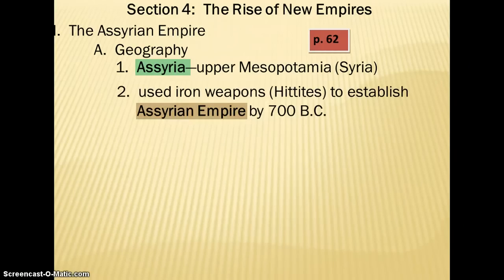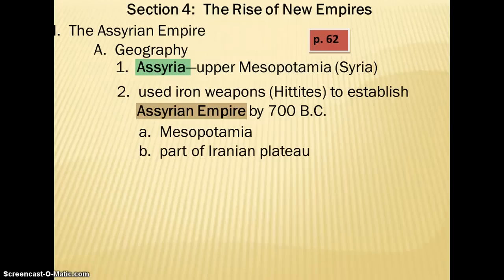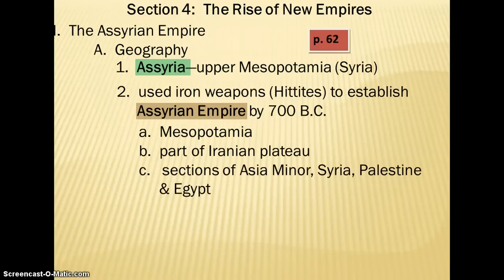They used iron weapons, which they didn't invent or create. They were created by the Hittites to establish this Assyrian Empire by 700 BC. Now, Assyria included Mesopotamia, part of Iran or the Iranian Plateau, sections of Asia Minor, Syria, Palestine, and Egypt.